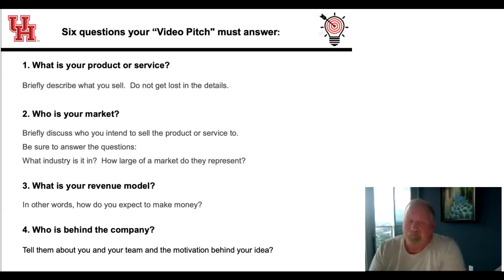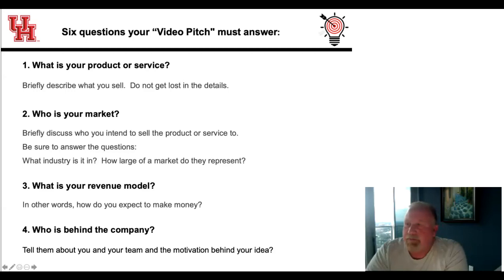Number three, what is your revenue model? In other words, how does your product or service, or what you've developed, expect to make money? What's the strategy you're going to be using to make money? Is it going to be that you're charging a fee for this product or service? You're going to be selling it through retail? What are you going to be doing to generate revenue? So what does your model look like for revenue generation purposes?